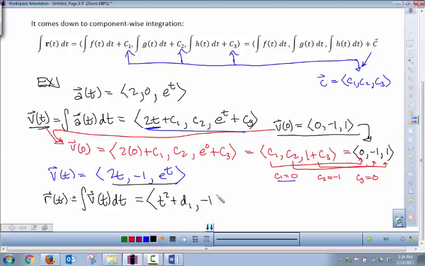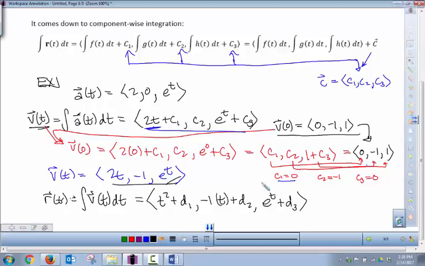-1 times t plus d2, your arbitrary constant. And then here we have e to the t. So e to the t, antiderivative of e to the t is e to the t. And then we have our third arbitrary constant.